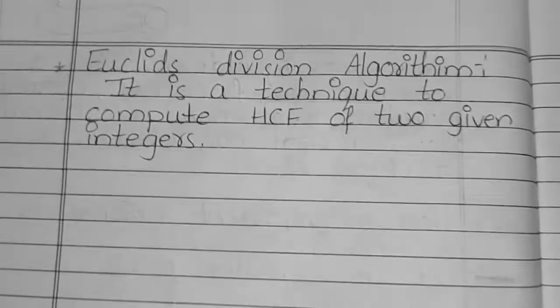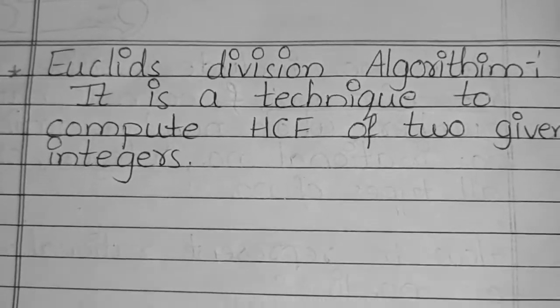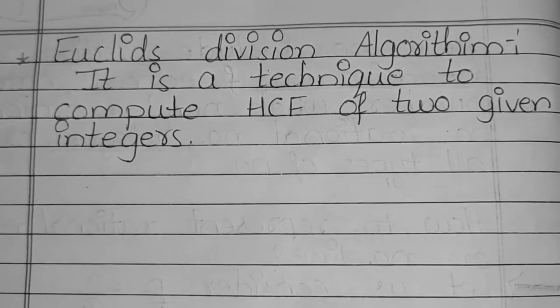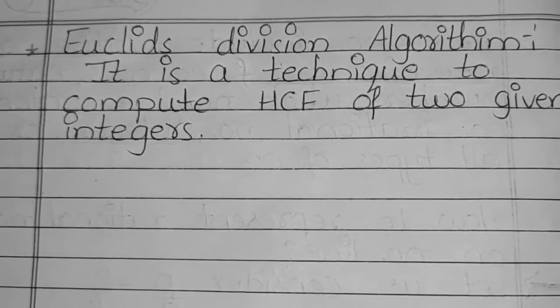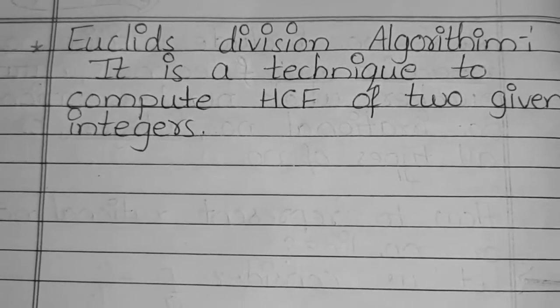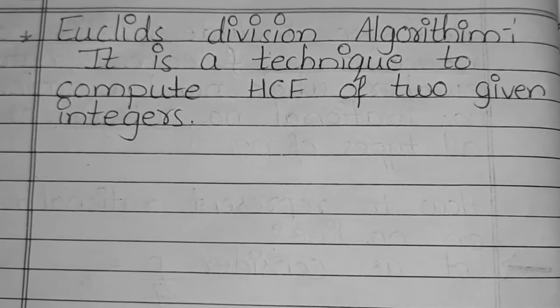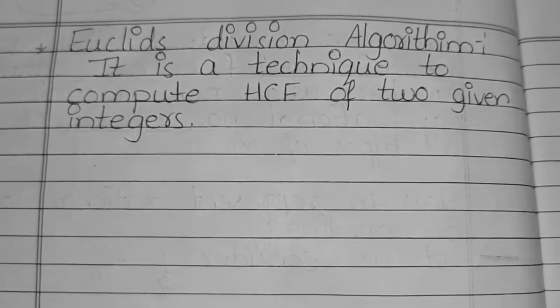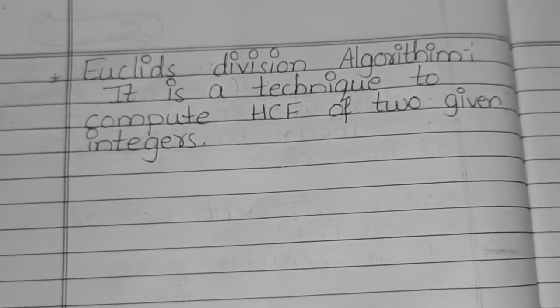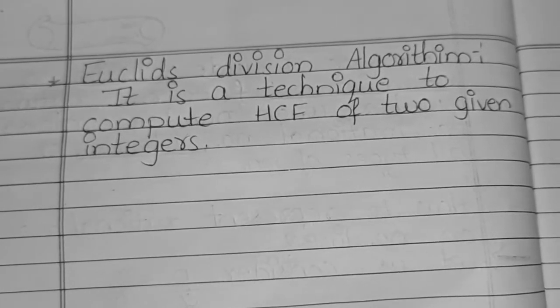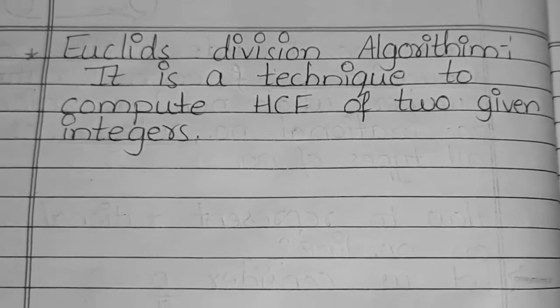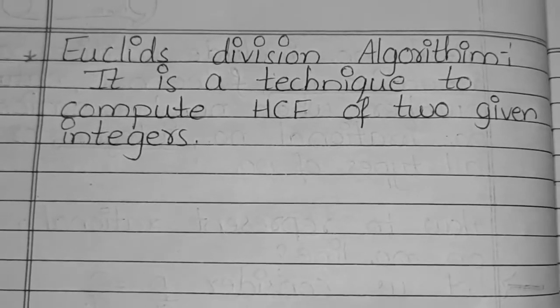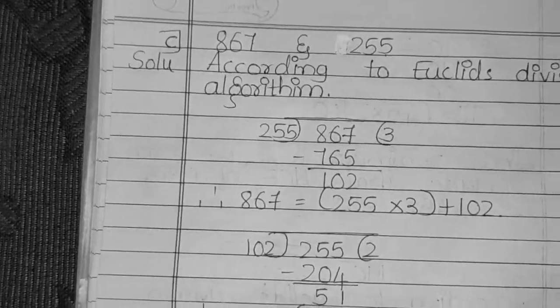Now, for the last part, I'll tell you the meaning of Euclid's division algorithm. It is a technique to compute the HCF of two given integers. HCF means highest common factor. Two integers will be given to us, and we will have to find the HCF of them. So let us start with the sum.